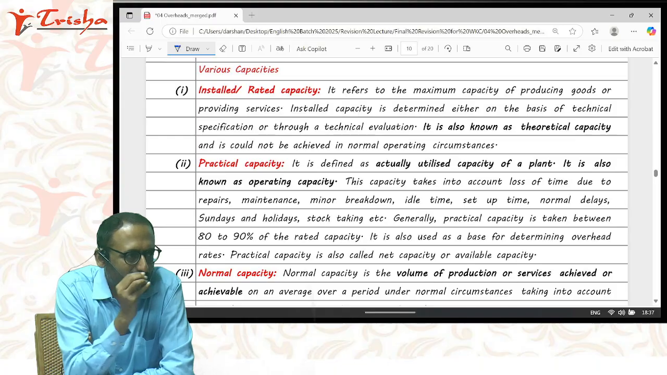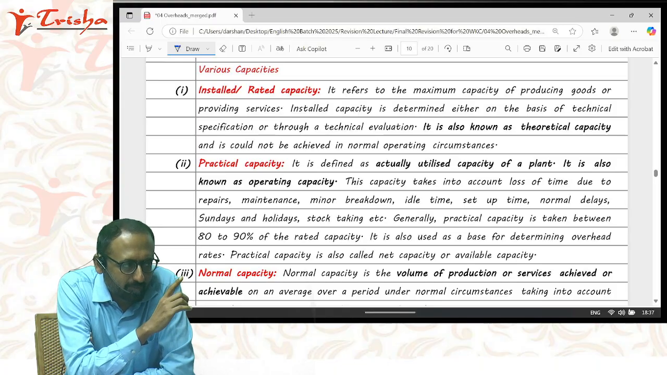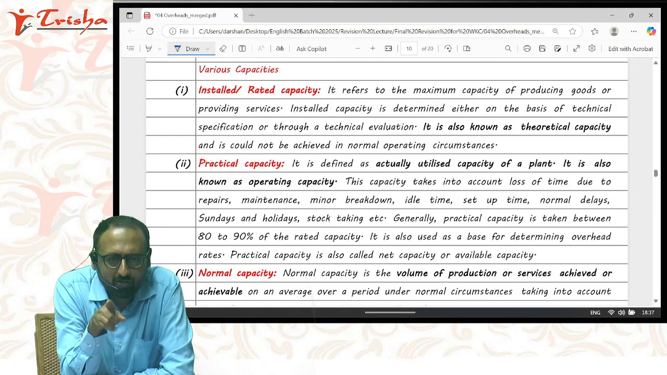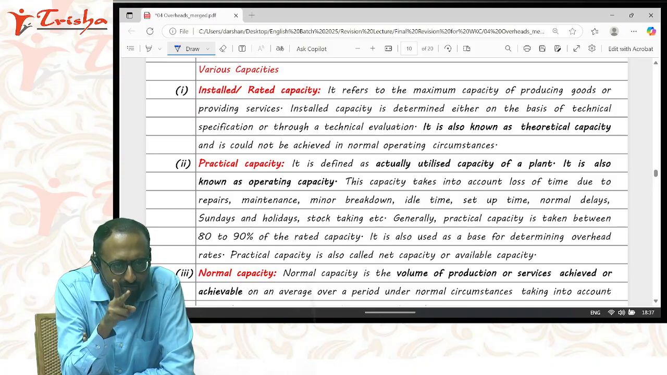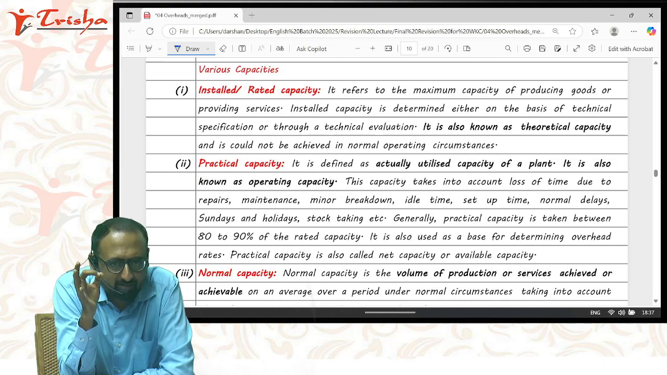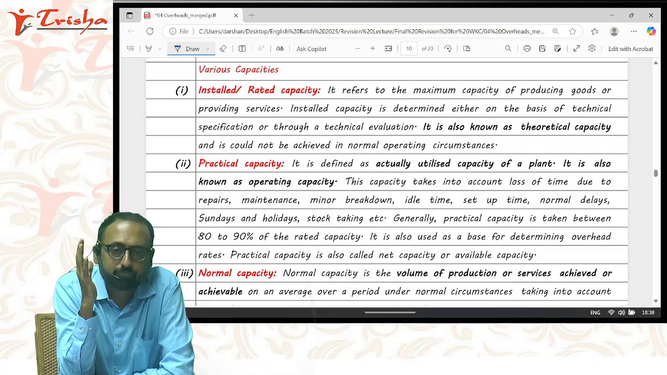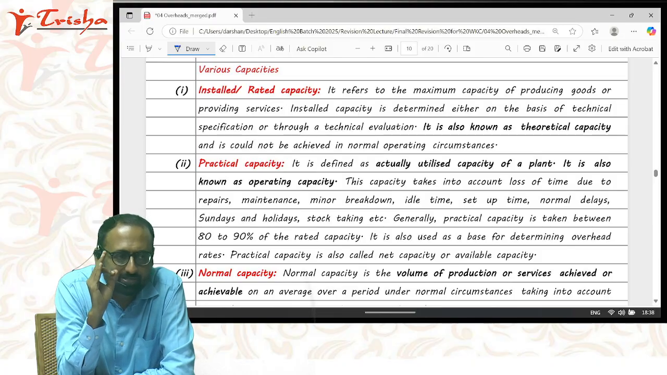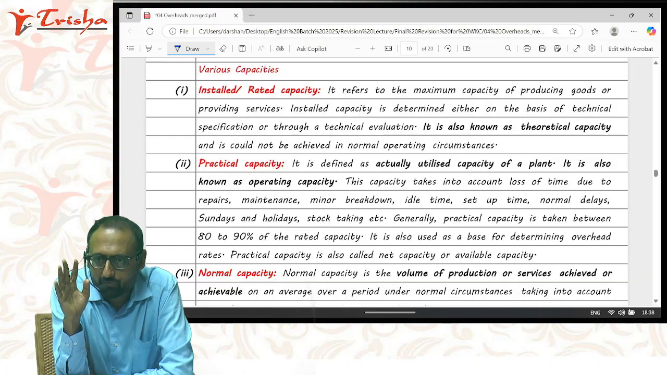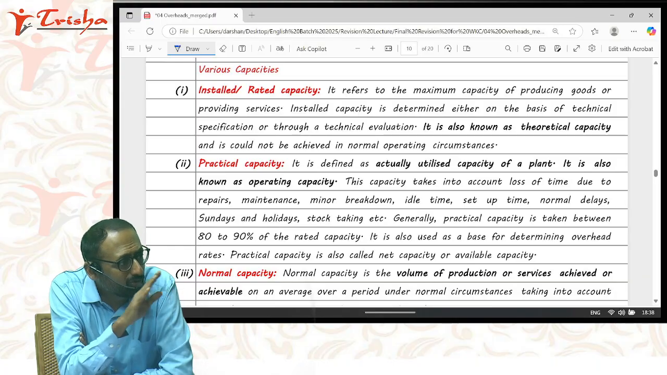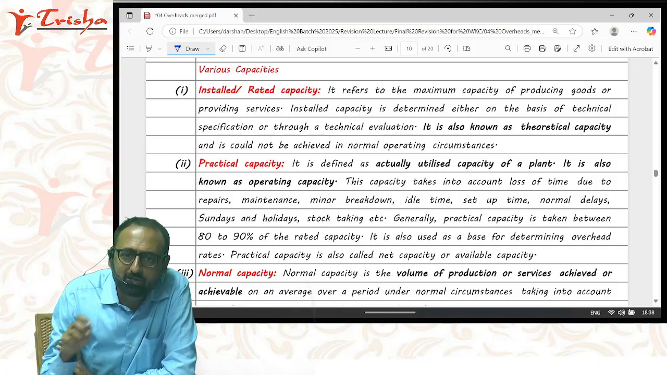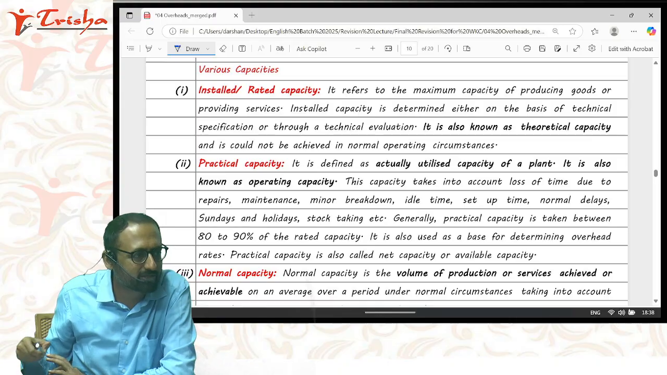Installed capacity is also called, you'll have to remember the names of installed capacity: theoretical capacity, non-practical capacity, imaginary capacity, rated capacity, unachievable capacity, etc. Sir, remember, installed capacity assumes there is no idle time. So how to calculate that installed capacity?